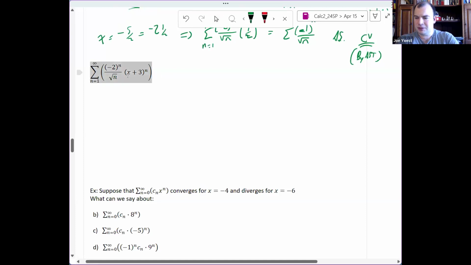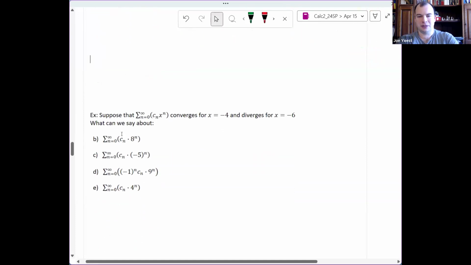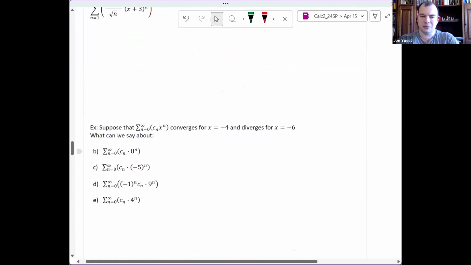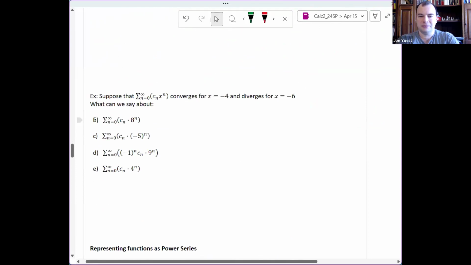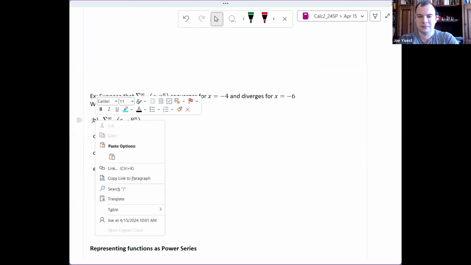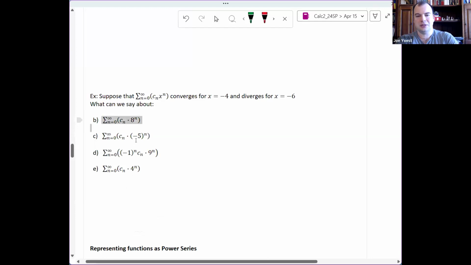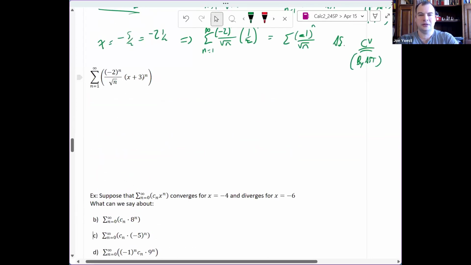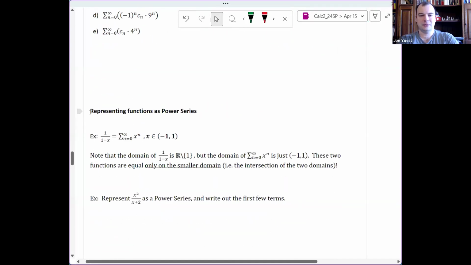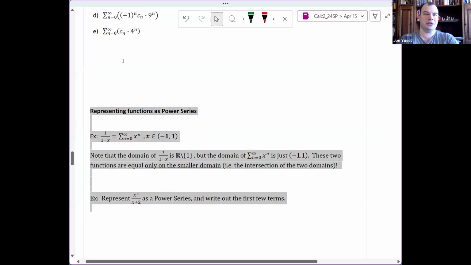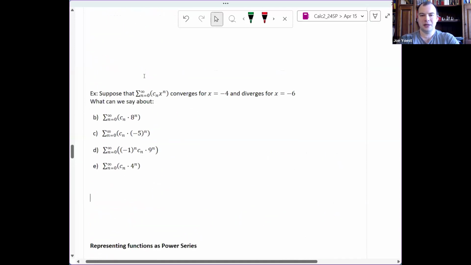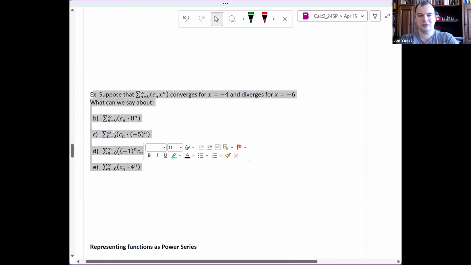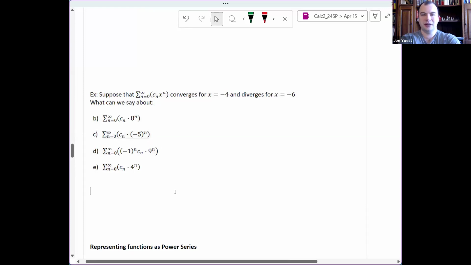Okay, let's maybe skip this one. And for these, I don't know why the numbering restarted, but let's look at these next 4. And then we will come back to this one as a warm-up next class, and then jump right into representing functions as power series. But let's take a look at these 4 problems here.